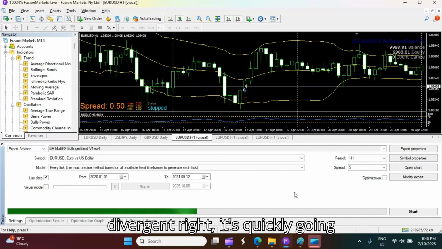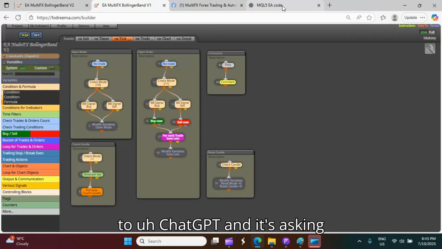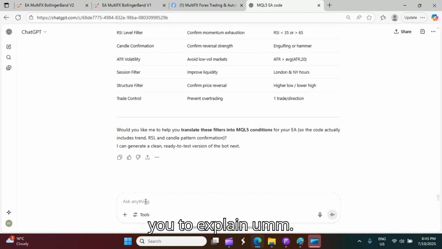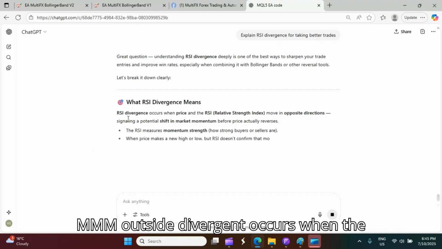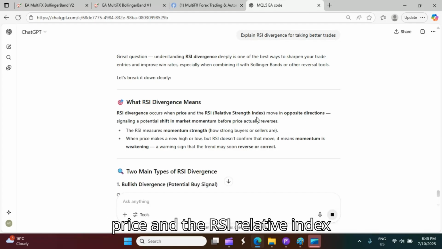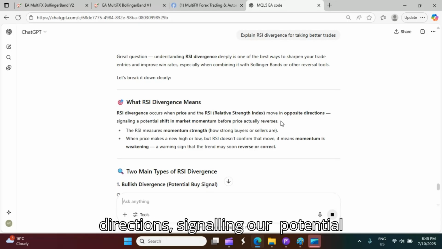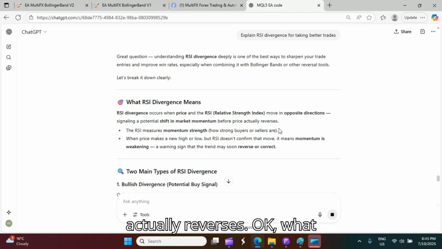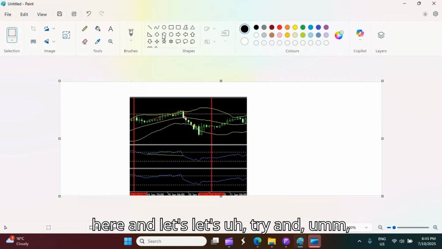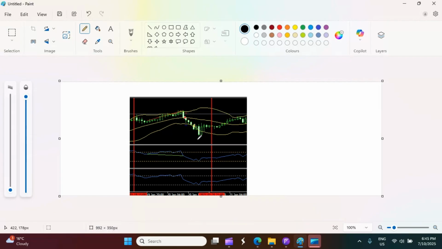So what is RSI divergence? Let's quickly go on to ChatGPT and ask it to explain. Explain RSI divergence for taking better trades. RSI divergence occurs when the price and the relative strength index indicator move in opposite directions, signaling a potential shift in the market momentum before price actually reverses.